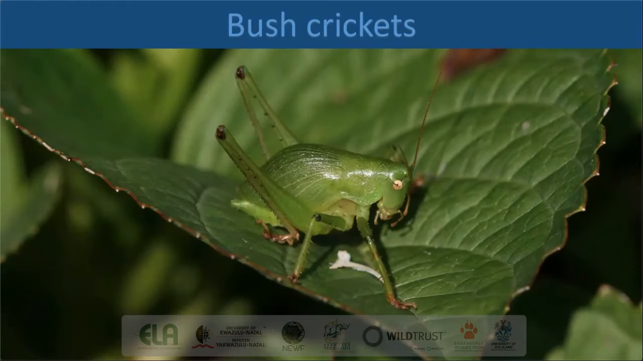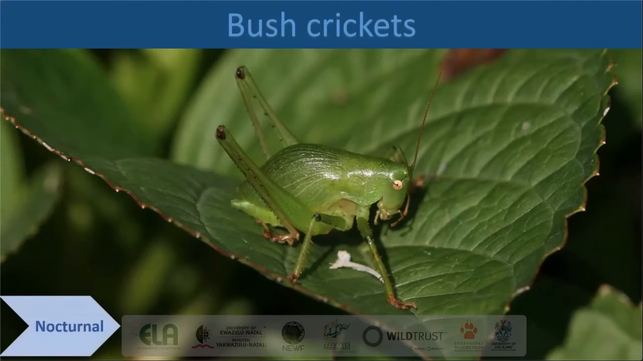Firstly, what is a bush cricket? Well, bush crickets are members of the Orthopteran order, and their family name is Tettigoniidae. They are close relatives of both crickets and grasshoppers, and fascinatingly enough, they are nocturnal. And to add to the allure of working on these creatures, the males produce species-specific songs.